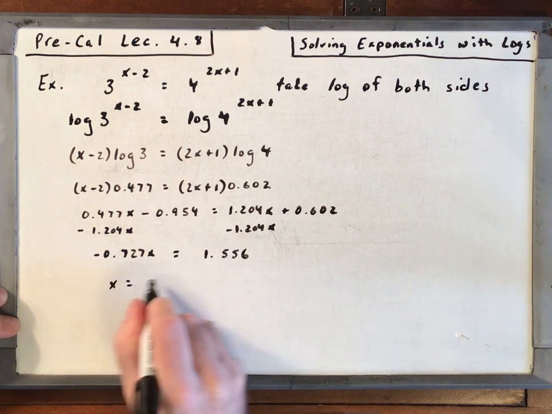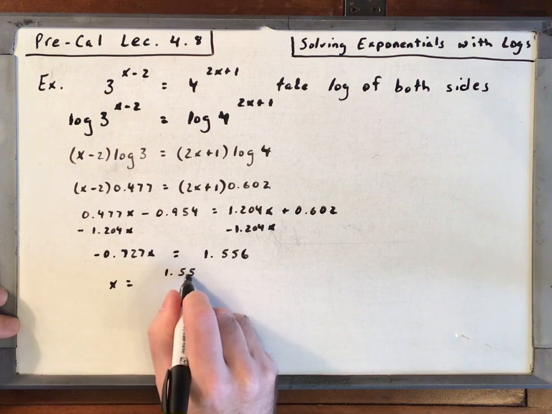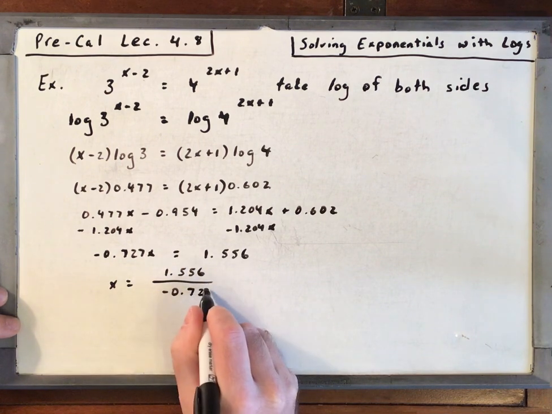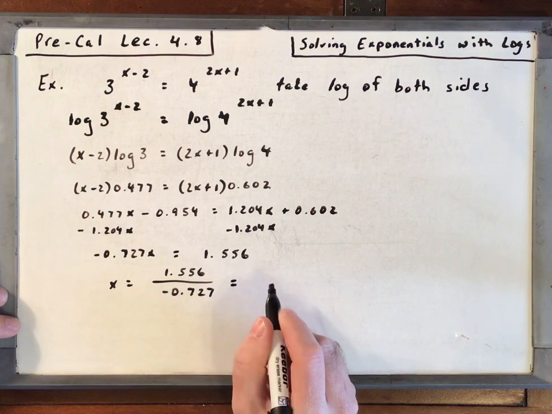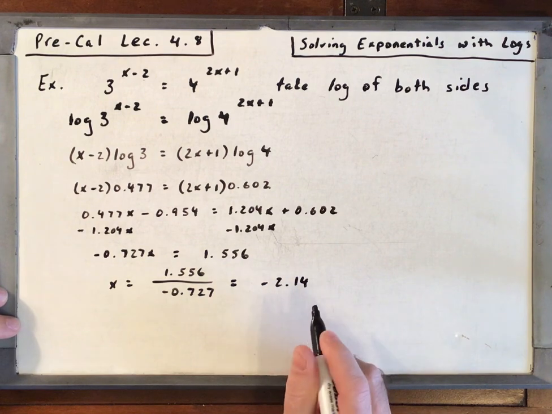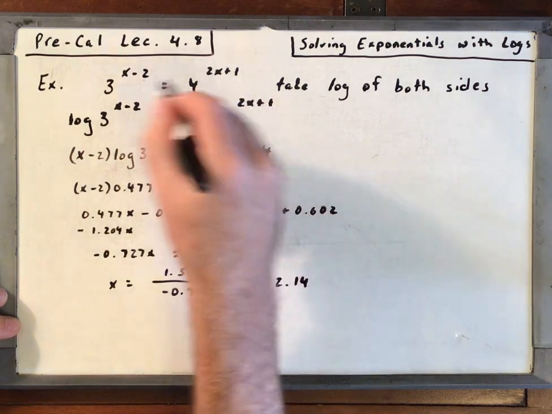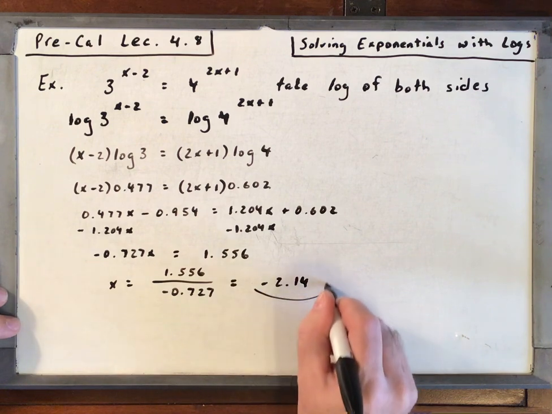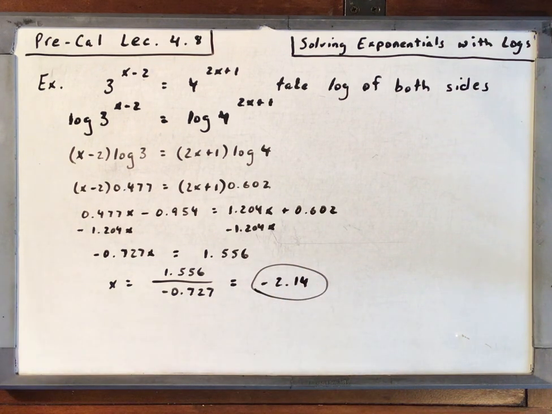So x is going to be 1.556 divided by negative 0.727. And that's negative 2.14. And then you can plug that in here and check. Do those two equal each other? All right, and it does check out. All right, so pretty cool.